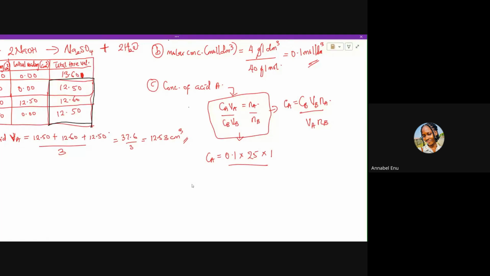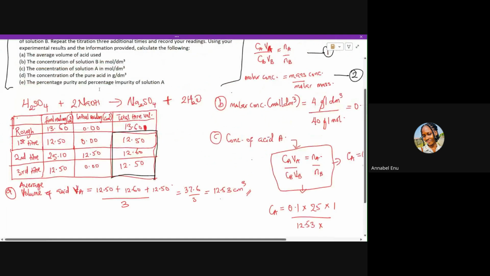Christine and Melody. Melody, you are here. I want to hear from everyone, okay? So divided by volume of acid and number of mole of base, right? So volume of acid, we have it looking at us there. So we have 12.53 times number of mole of base. What is number of mole of our base? Based on the balanced equation again, look at the balanced equation. It is what? 2.